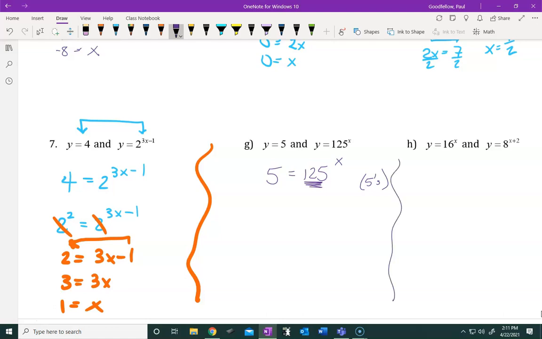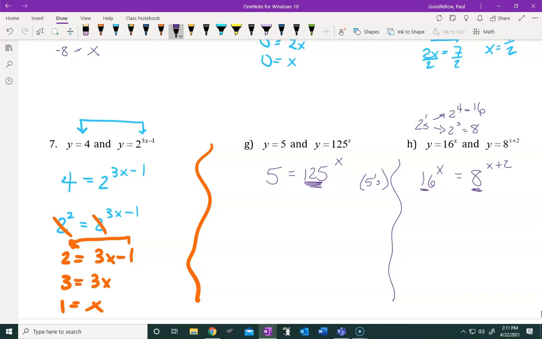This next door neighbor, letter H, 16 to the x is equal to 8 to the x plus 2. Thinking maybe how am I going to get those to match? Maybe 2's. 16 is 2 to the 4th and 8 is 2 to the 3rd. So make sure that you're using those appropriately. Now I'm going to pause the video. I'm going to figure out those last 2 questions.